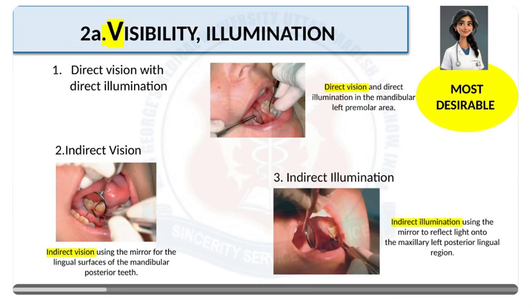Direct vision with direct illumination is ideal for the mandibular left premolar area. Indirect vision using a mirror is essential for the lingual surfaces of mandibular posterior teeth. Indirect illumination, achieved by reflecting light with a mirror, enhances visibility in the maxillary left posterior lingual region.